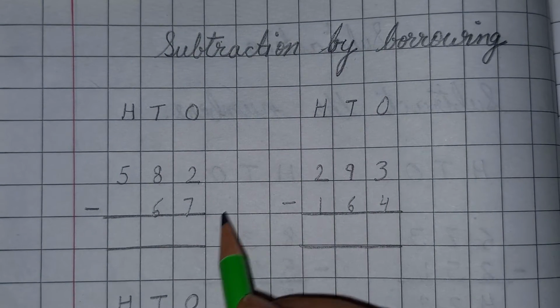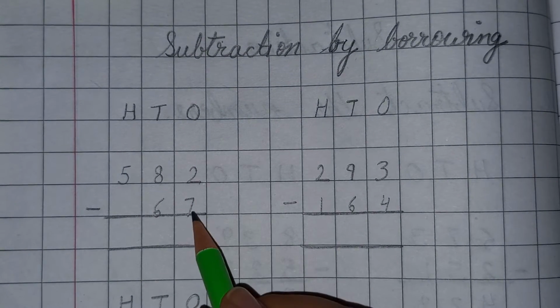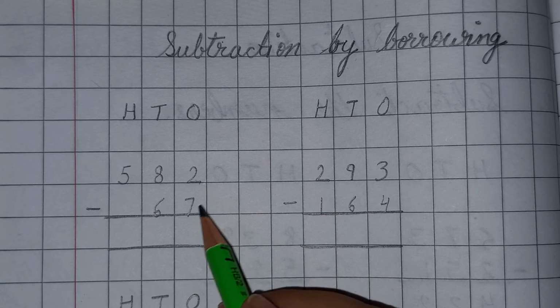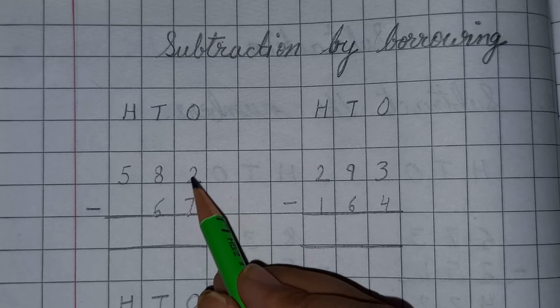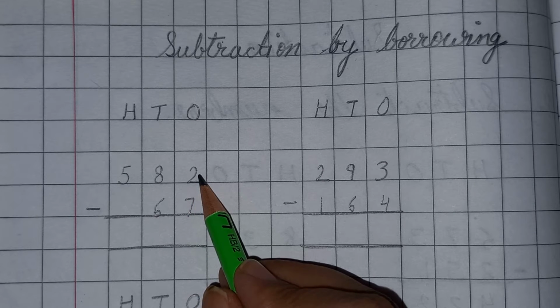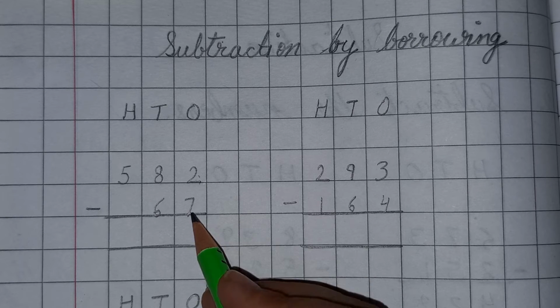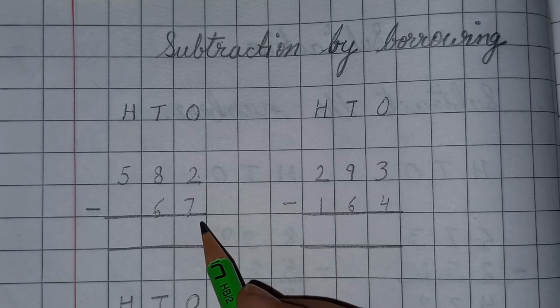Okay, so here now we have to subtract 67 from 582. So we have to subtract 7 from 2. Here we will see that 7 is bigger than 2. So we can't subtract 7 from 2. Okay, so how to do this subtraction when we have to subtract the ones? 7 is bigger than 2. So we cannot subtract this, na? So how will we do subtraction?